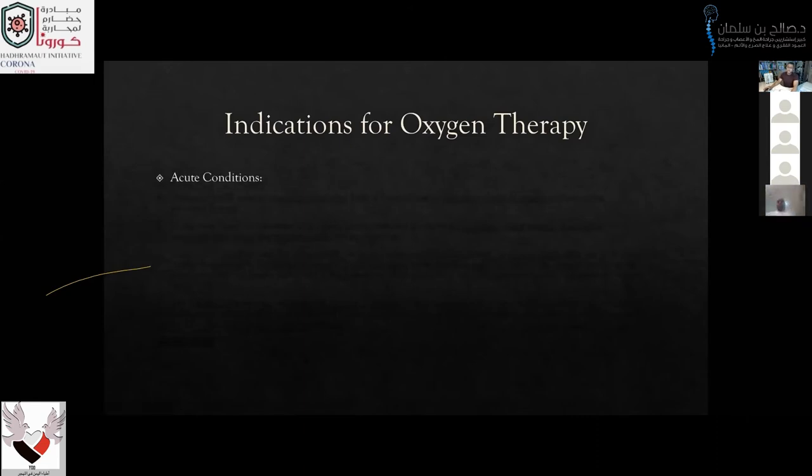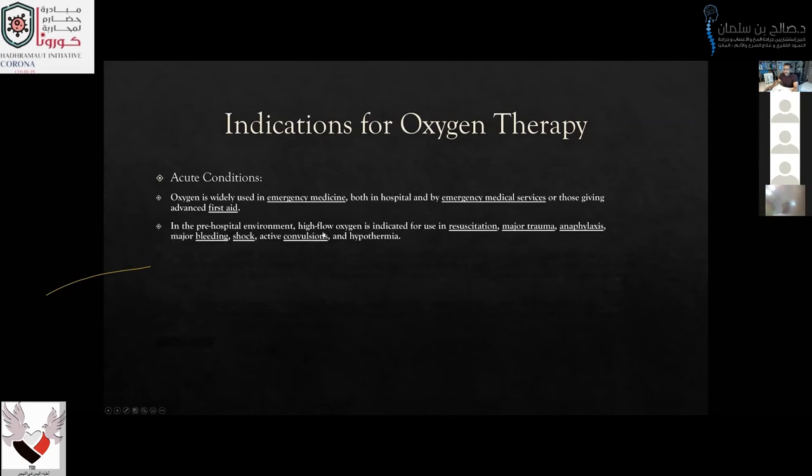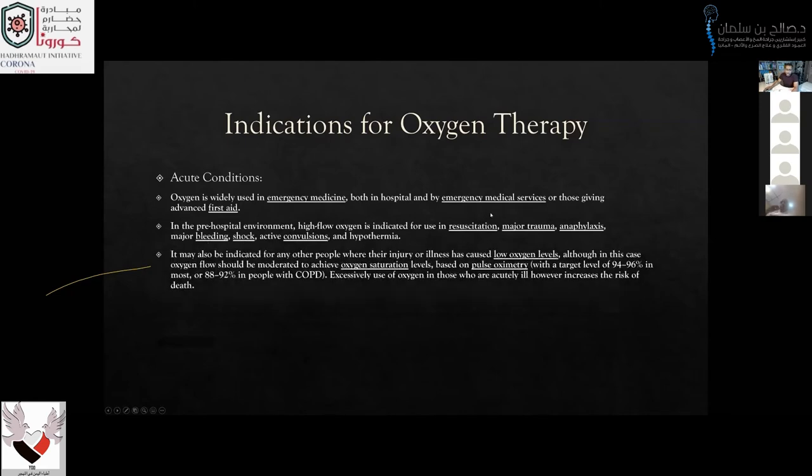Indication for oxygen therapy, acute condition. Oxygen is widely used in emergency medicine, both in hospital and emergency medical service, or by those giving advanced first aid. In the pre-hospital environment, high flow oxygen is indicated for use in resuscitation, major trauma, anaphylaxis, major bleeding, shock, active convulsion, and hypothermia. It may also be indicated for any other people whose injury or illness has caused low oxygen level, although in this case, oxygen flow should be moderated to achieve oxygen saturation level based on pulse oximetry, with target level from 94 to 96 in most and 88 to 92 in people with COPD.